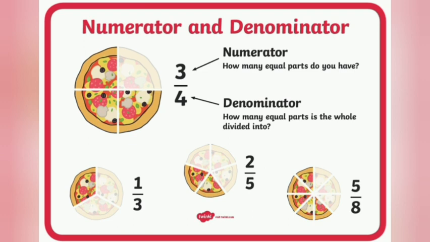There is a pizza. Yes, madam. Then it is divided into how many parts? It is divided into equal 4 parts. Then out of these 4 parts, 1 part has been eaten or removed. Okay, can you see?